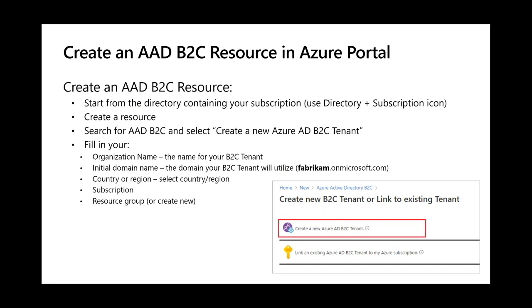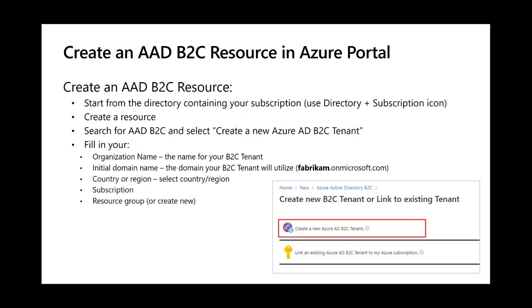You'll see the organization name, which should be the name of your B2C tenant. You'll see the initial domain name, which is the domain they'll utilize to host those pages on the B2C side. An example is typically like fabricam.onmicrosoft.com, but I believe the default will be the b2clogin.com suffix. You then set your country or region, and you have an opportunity to add your subscription here. And you can also add a resource group or choose to create a new resource group if needed.